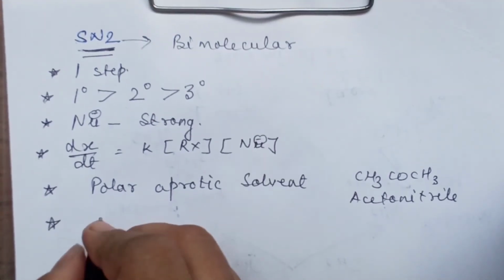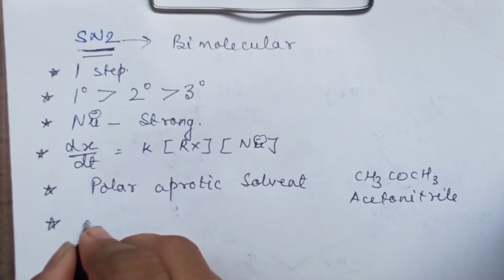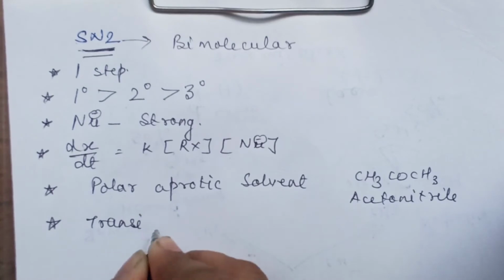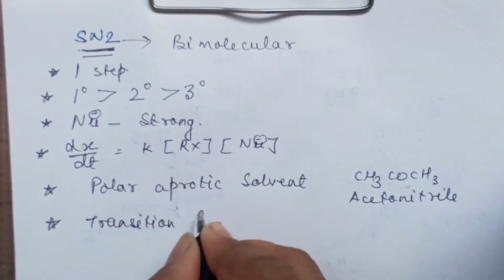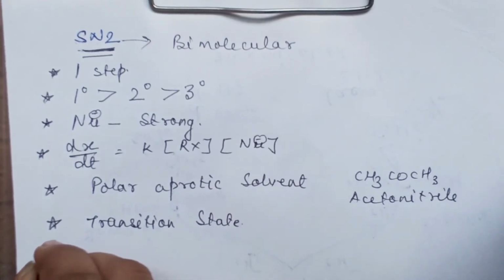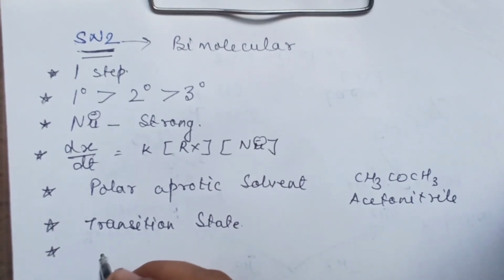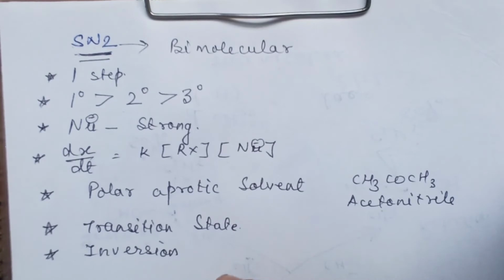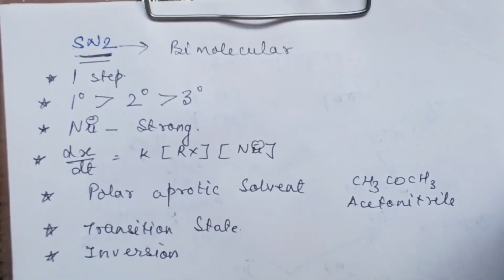There is no intermediate as such. There is a transition state in SN2. We are going to discuss this. And another thing is, inversion occurs in this. In the previous one we discussed there is retention as well as inversion. In SN2, there is only inversion taking place. So how are we going to discuss? Let us take an example here, children.